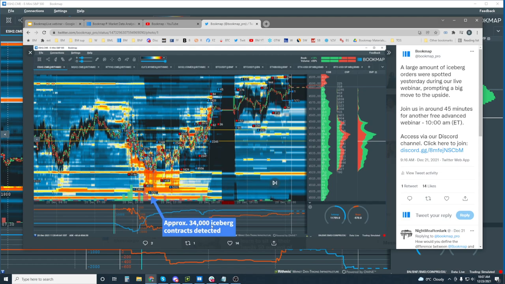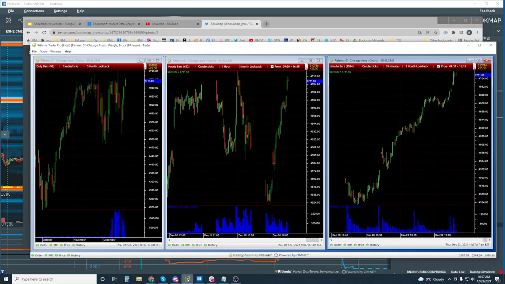We saw 34,000 icebergs here in the S&P. Just unbelievable. I mean, it just kept hitting into them, and they just kept on adding more and more and more. This move here, you can see it ended up high for the day. But let's take a step back and look at it here on multi-days. This is a 15-minute chart. This is an hour chart. This is a daily chart. 4 days here, we've rallied.